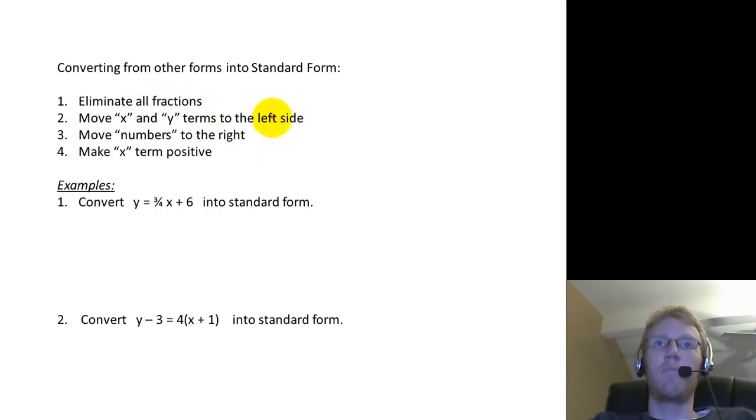The x and the y both have to be on the left-hand side. The number has to be on the right-hand side. And the x term has to come first and be positive. So each of those rules we have to fulfill becomes one step in our solution.